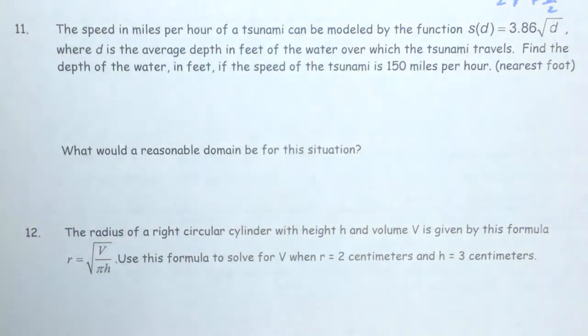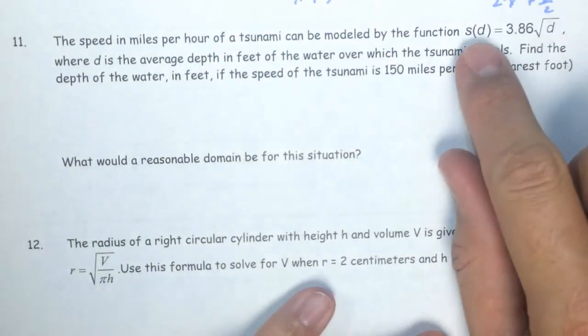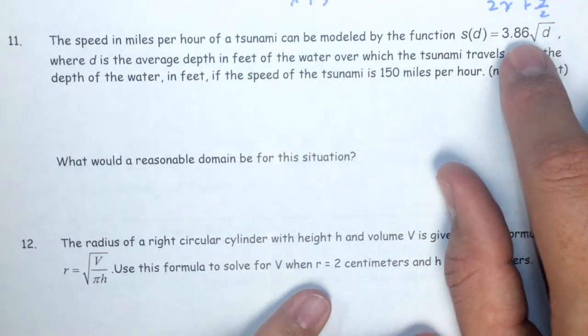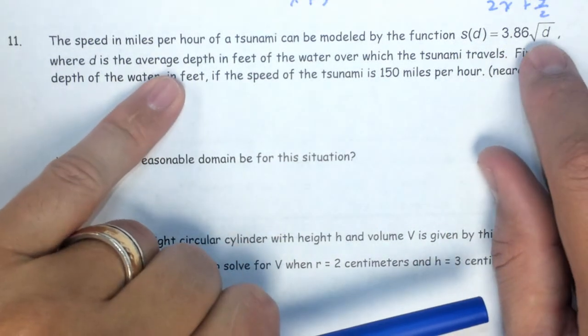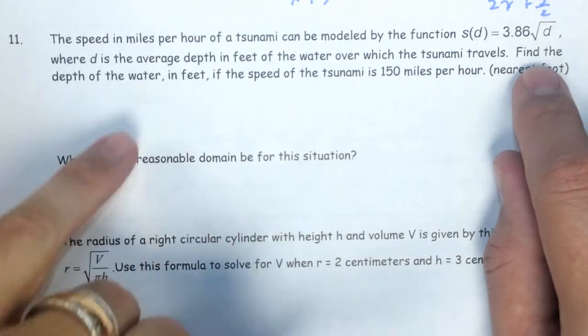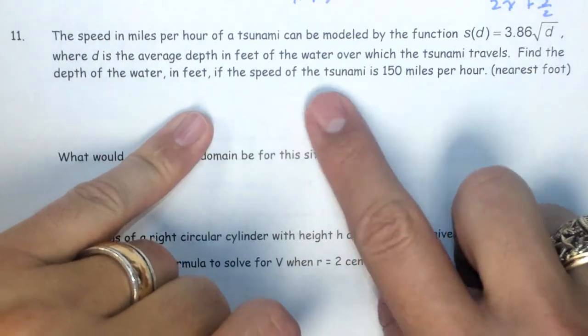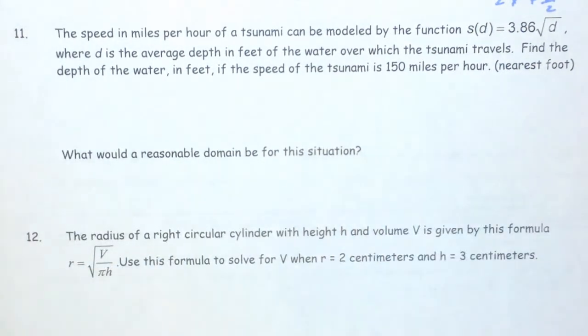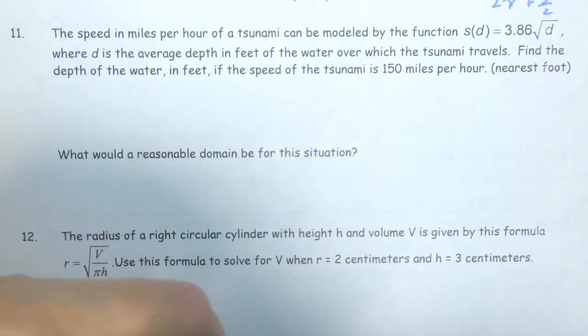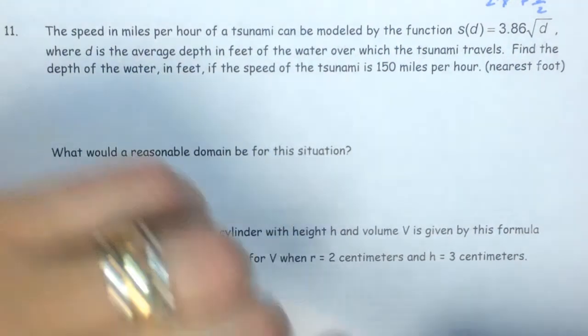So for 11 it says the speed in miles per hour of a tsunami can be modeled by the function, and this is the speed in miles per hour, and d is the average depth of the water over which the tsunami travels. Find the depth of the water in feet if the speed of the tsunami is 150 miles per hour. Nearest foot. That means rounded off to the nearest whole number in this case.